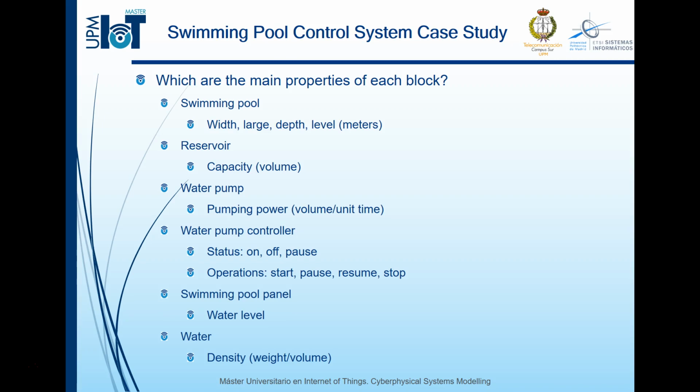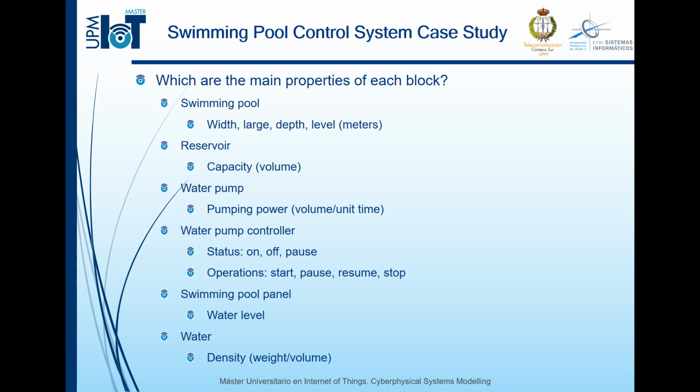And for the water pump, maybe it's the pumping power in terms of volume per unit time, 1,000 liters per hour or so on. Because depending on this pumping power, we need more or less time to fill the swimming pool. And for the water pump controller, maybe the features here are not very clear. We need to think more about it.